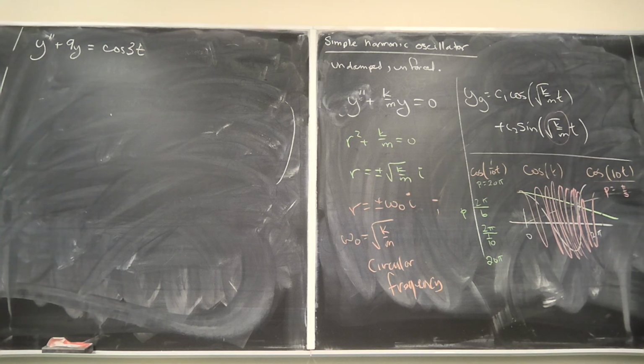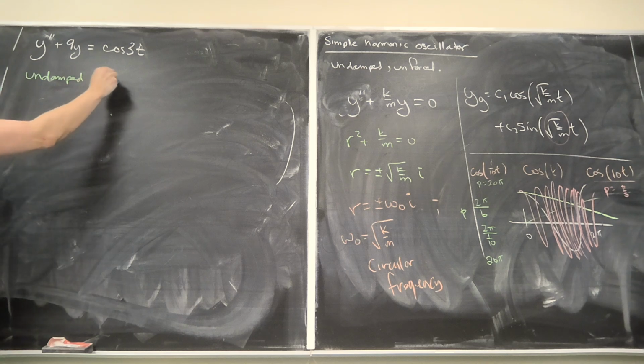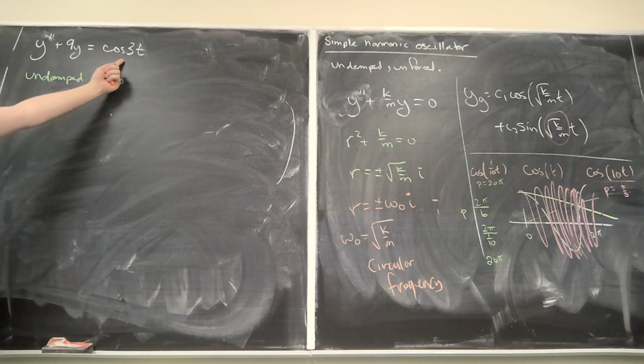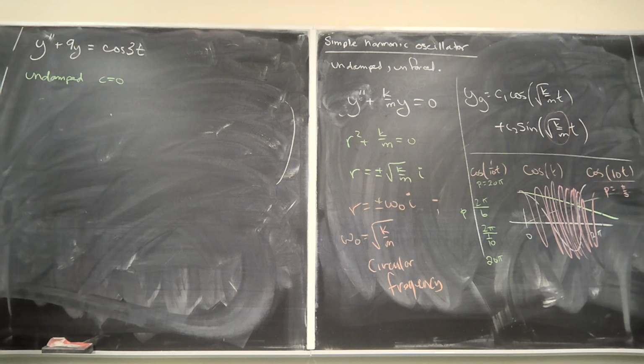So what are we doing here? We have a mass spring system. It is undamped because c is equal to 0, so no energy is going to leave the system from the damping force. And what we have instead is that this system is being driven by a periodic driving function, or forcing function, with a circular frequency, say, of 3.